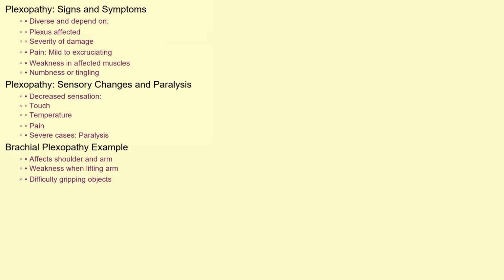The signs and symptoms of plexopathy can be quite diverse and depend on which plexus is affected and the severity of the damage. Common symptoms include pain, which can range from mild to excruciating, weakness in the muscles controlled by the affected nerves, numbness or tingling sensations, and a decreased ability to feel touch, temperature, or pain. In severe cases, paralysis of the limb can occur.